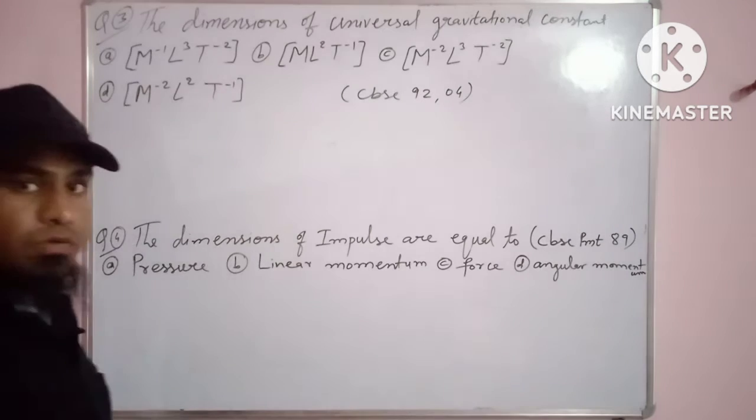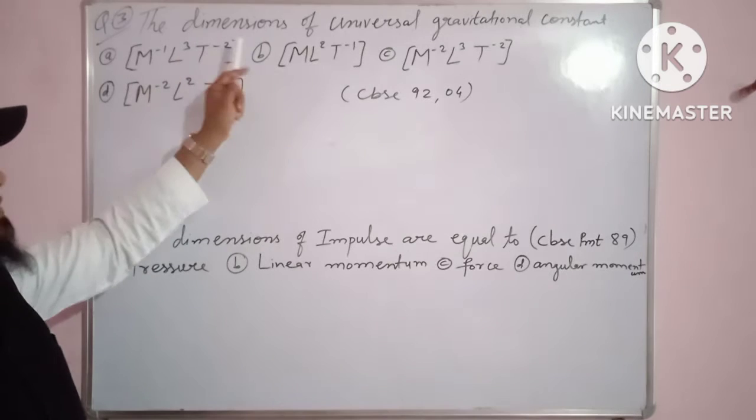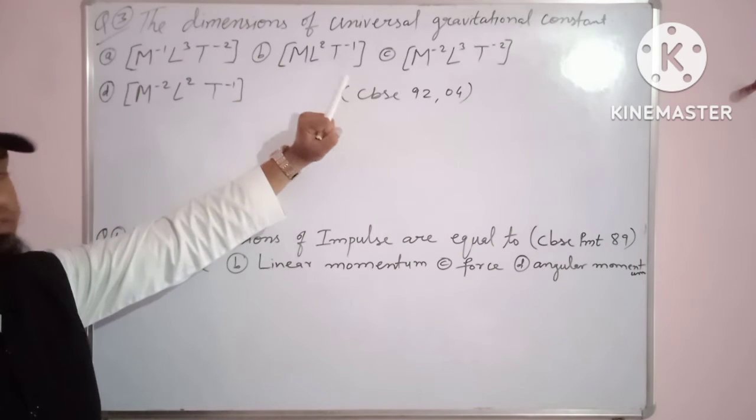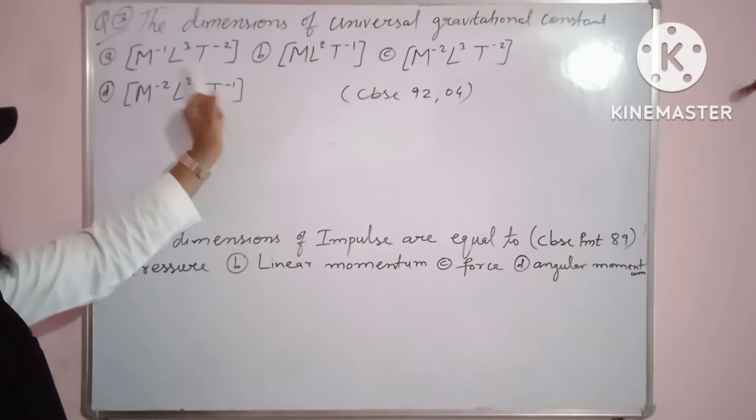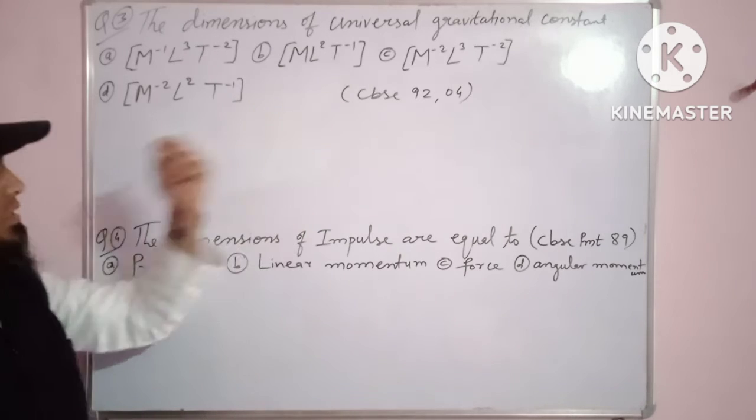Pause the video and write it down. Now we will see question number 3. What is the next question? Question number 3: the dimensions of universal gravitational constant. This was asked in CBSE 1992 and 2004, two times it has been asked.